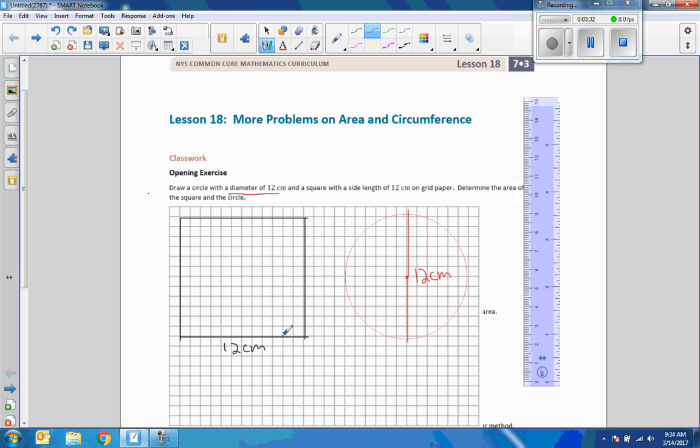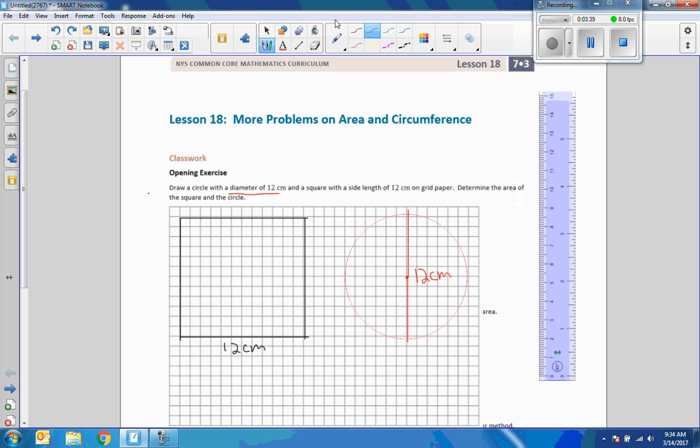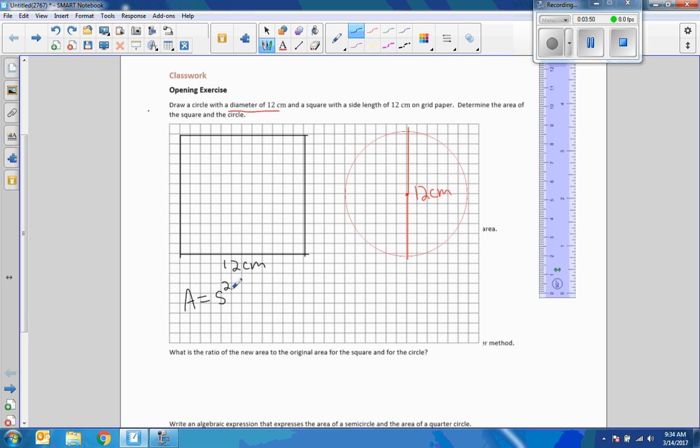So there's a circle with 12 centimeter diameter. There's a square with side lengths 12 centimeters. It says determine the area of the square and the circle. So area of a square is side squared, or base times height, if you will. But when they're equal, then we can call them S. So this is side S, side S, side S, side S. So S times S is base times height, or length times width. But our length and width are both S, so it's area equals side squared. So therefore the area equals 12 squared, which equals 144 centimeters squared.